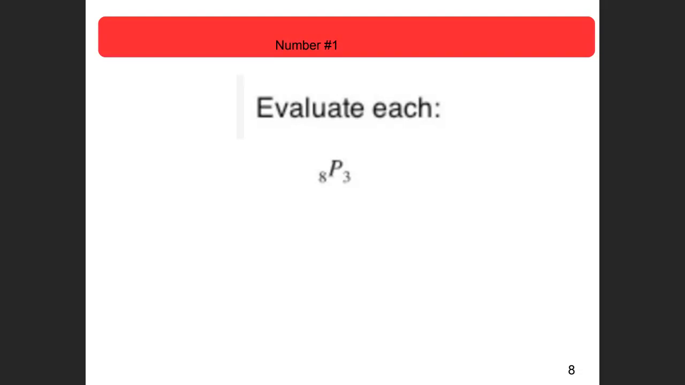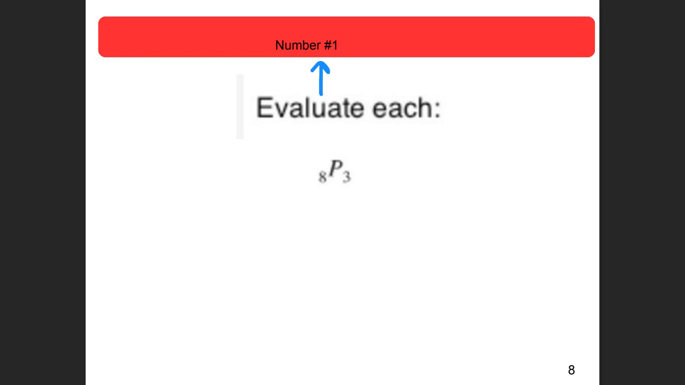All right, so let's see here. I need to go back to my screen. So that was permutations, and in permutations, order matters. You've got to remember that. Now the next problem, number 1, says evaluate each. This is a problem on our assessment this week. I'm going to do it by hand, but I want you to do it using Desmos.